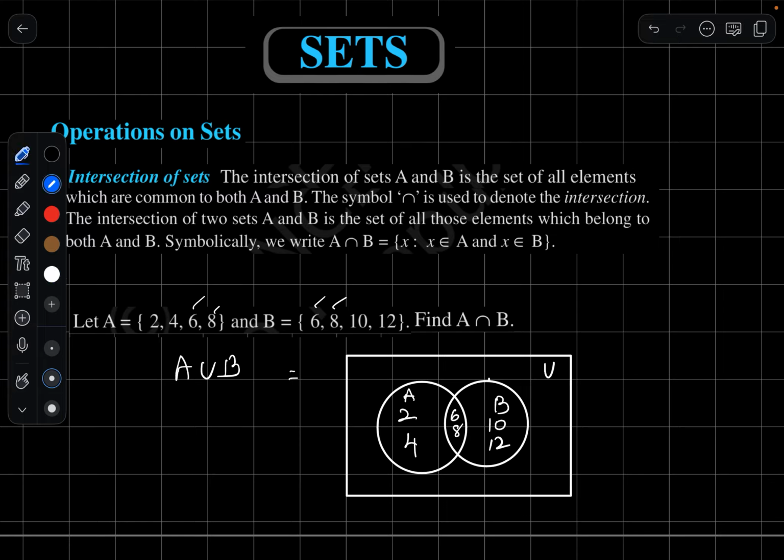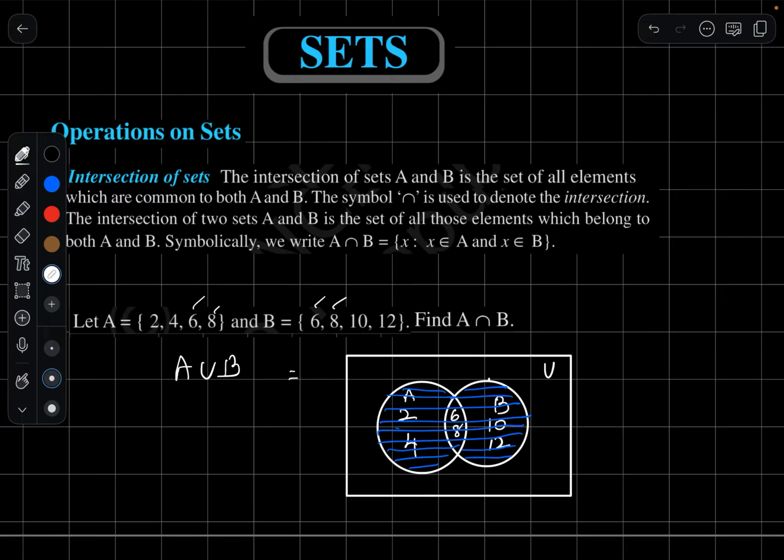I'll take the blue color pen. So for A union B you are going to shade all, because all the elements you are going to write, isn't it? So I am shading it with another color to make it visible for you. Both the A and B circles along with the intersection are shaded. This is called A union B in the Venn diagram.